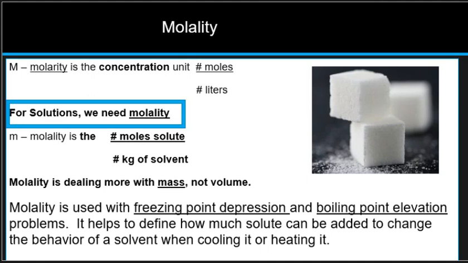I have those underlined. Are you supposed to write that down? It helps to define how much solute can be added to change the behavior of a solvent when cooling it or heating it. And I think I do want to write down that formula. Also notice molality, it's a small m. It's a lowercase m. It has to be the lowercase m so you don't get it mixed up. m equals moles over kilograms. All right? Moles over kilograms.